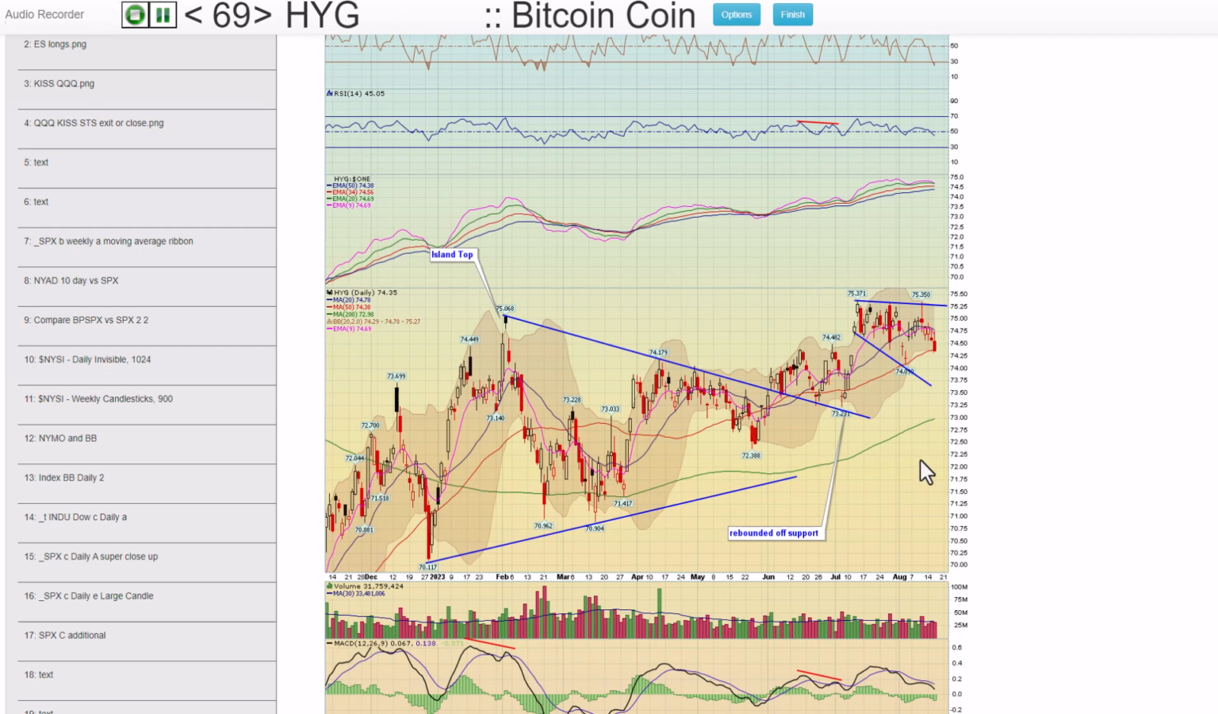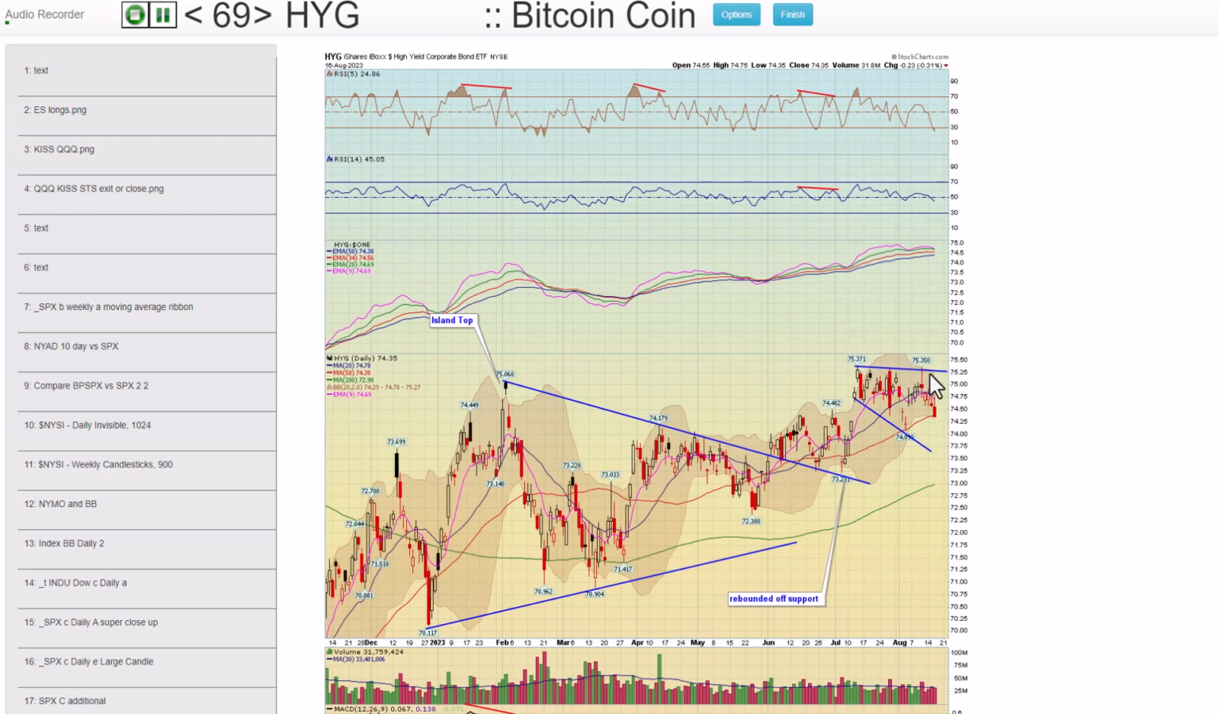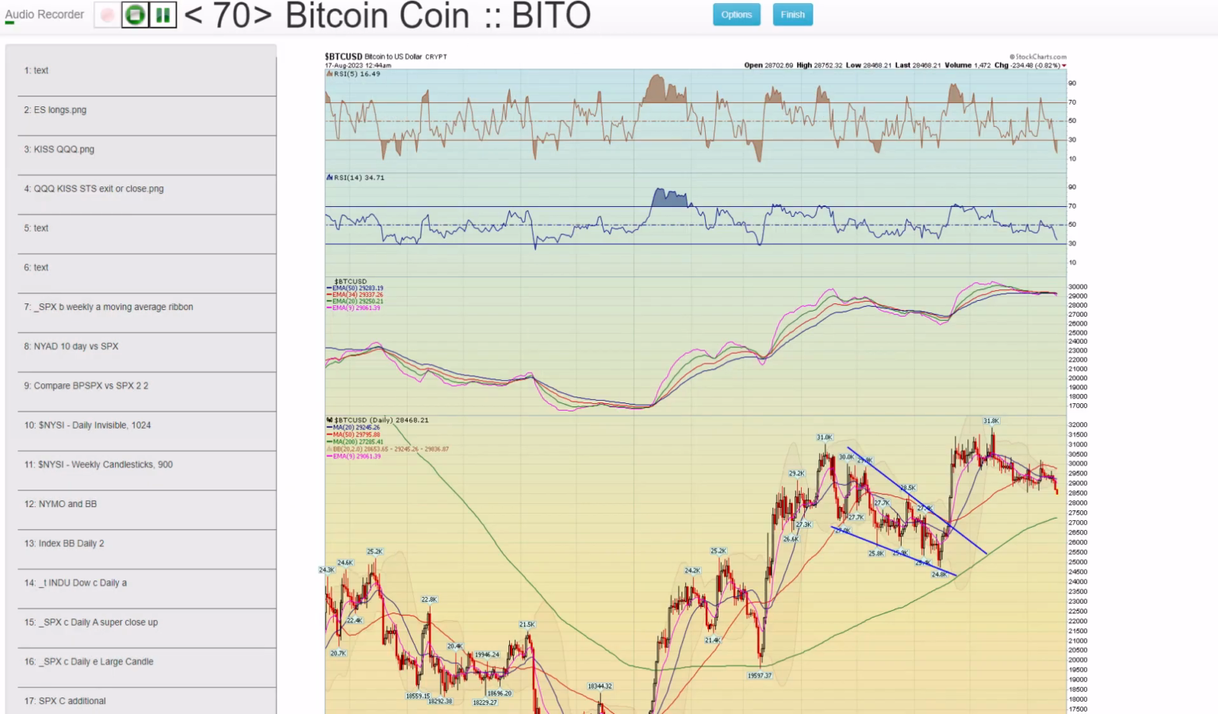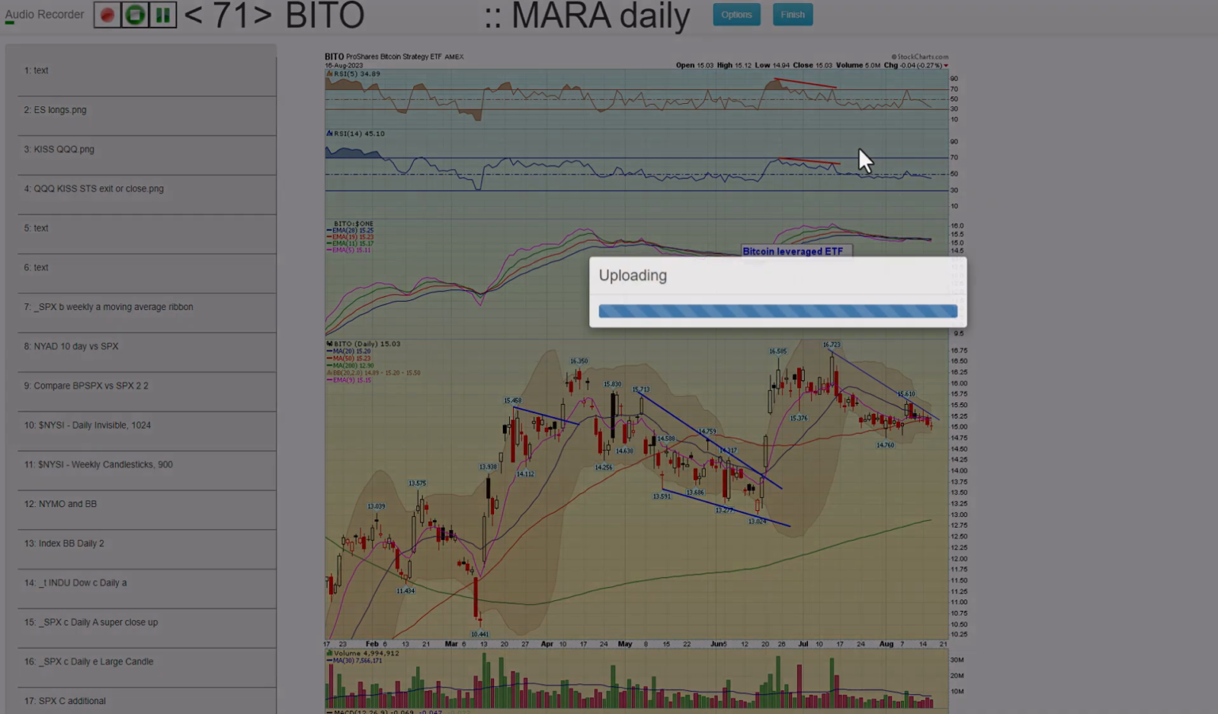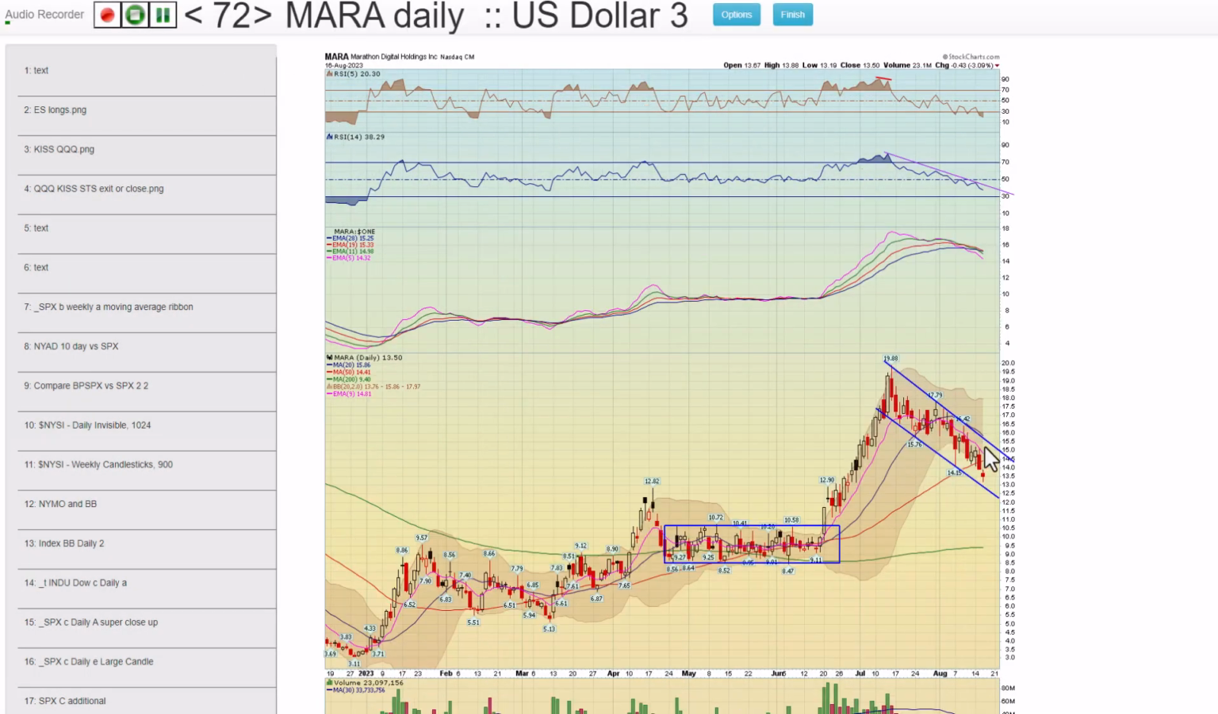Finally, chart 69, here's high yield corporate. It was holding up fairly well, but now it's starting to weaken here. Moving on, chart 70, here's Bitcoin, starting to weaken here as well with the market. Next, chart 71, here's the tradable ETF, BITO, again, never triggered as a long. Next, chart 72, Mara. The problem with Bitcoin is the stocks are weaker. Look at Mara. Tried to bounce off its 50-day moving average the other day, lost it, and just downtrending here.